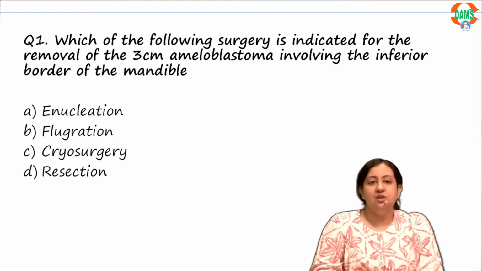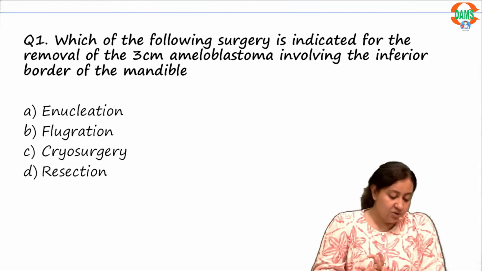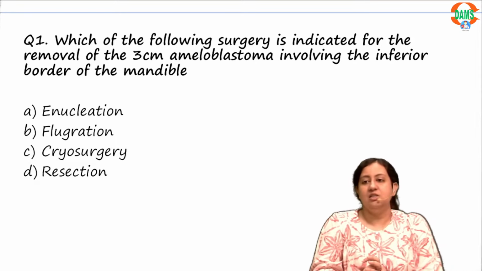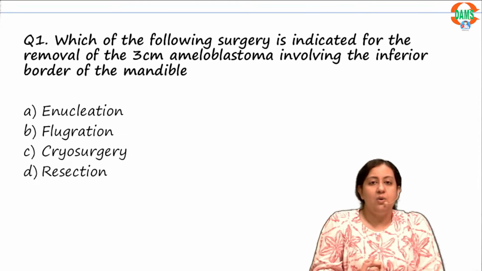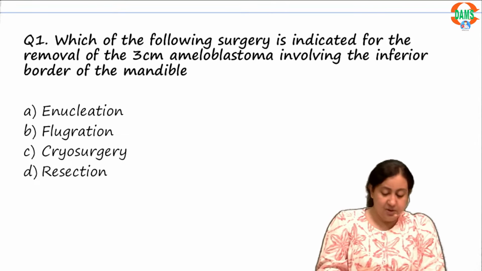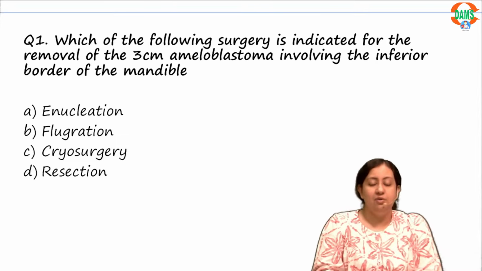So starting with the first question, which of the following surgery is indicated for removal of 3 cm ameloblastoma involving the inferior border of the mandible? Option A is enucleation, B fulguration, C cryosurgery, and D resection. So I would like quickly all of you to please answer me in the comment section. I'll wait for 2 minutes.